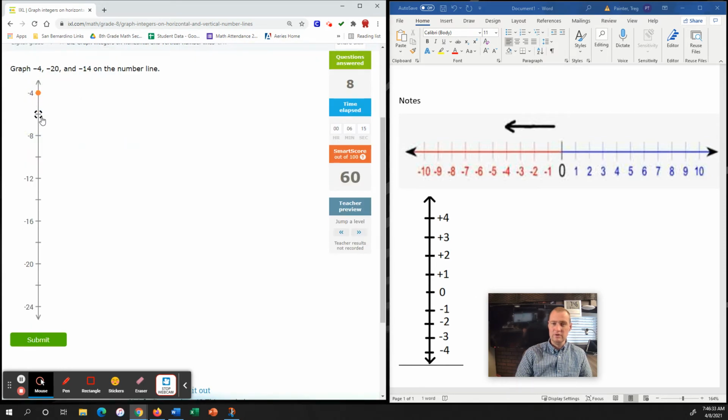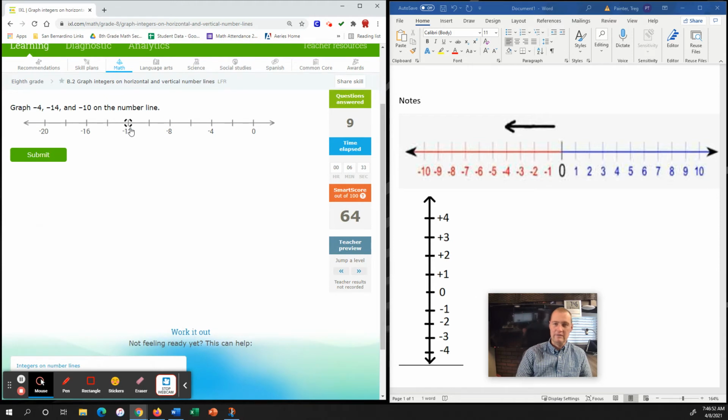So -4 is given to us. -20 is given to us. Ooh, we almost got a home run on this one. -14, we're going to have to work a little bit harder for it because they're not giving it to us. However, negative 14 is smaller than negative 12, but it's greater than negative 16, so it's going to land there.